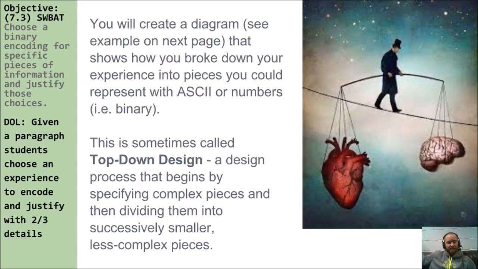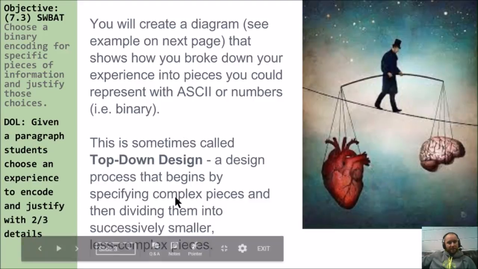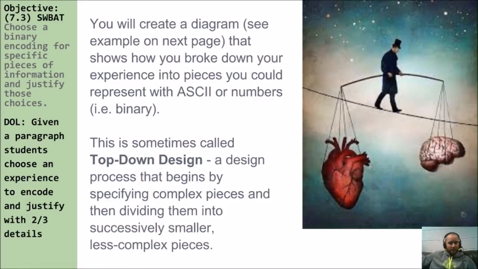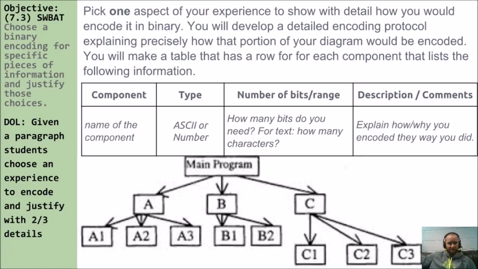This is a lesson that I'm tagging on the end of a lesson previously done called Encoding an Experience, where you get to think about an experience you've had in life and then encode that into a digital experience. What we're doing when we break down this experience is something called top-down design, a design process that begins by specifying complex pieces and then dividing them into successively smaller, less complex pieces.